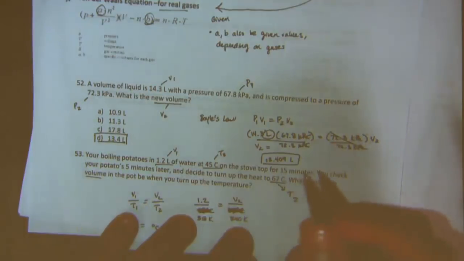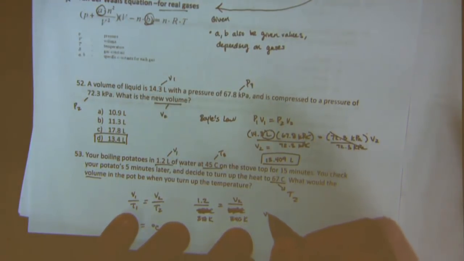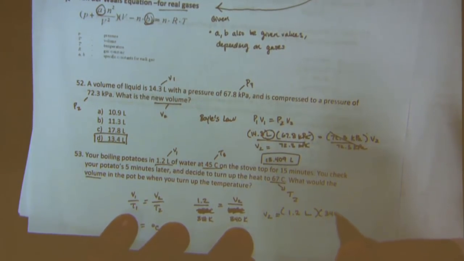So it's algebra again, we just isolate for V2. So V2 is equal to 1.2 liters times 340 Kelvin over 318 Kelvin. Those cancel out, and so we get a final volume of 1.283. So we can go to the next page. And that would be best with C.